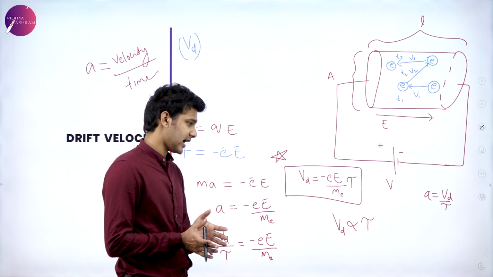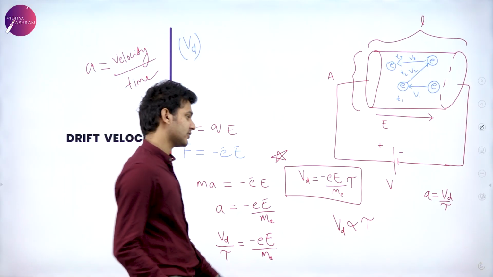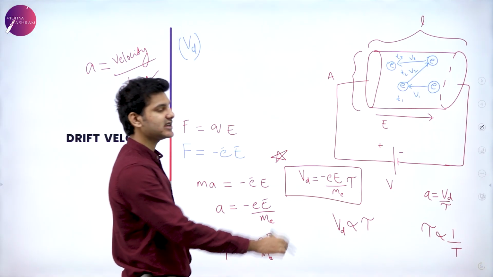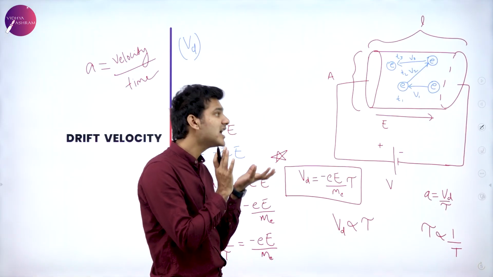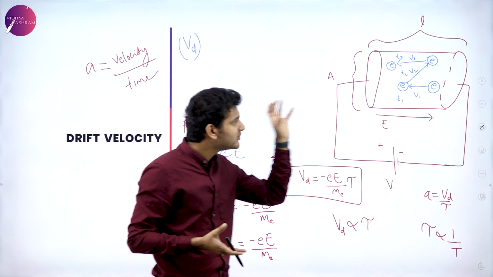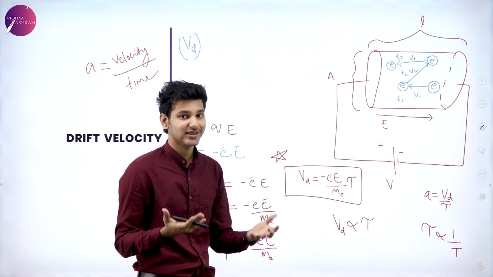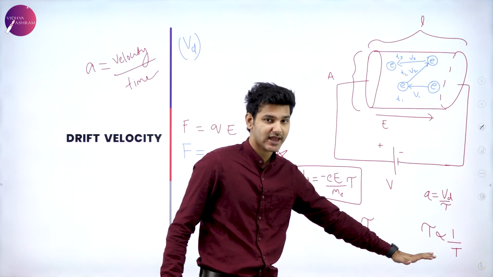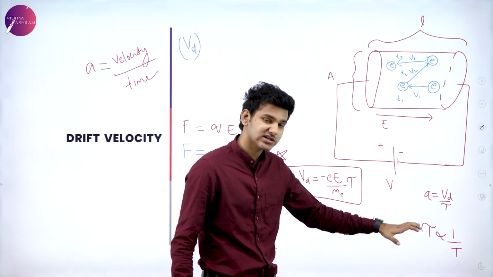And one more thing is that this quantity tau, the relaxation time, is inversely proportional to temperature. That is, tau is proportional to 1 by T, where T is the temperature. If I give heat to this system, if I keep a candle under it, the system gets heated up, absorbing this heat energy. The electrons will absorb this energy and get excited, and they will run around even faster. So if I increase the temperature, the relaxation time will go down.